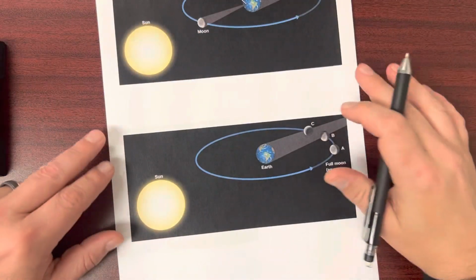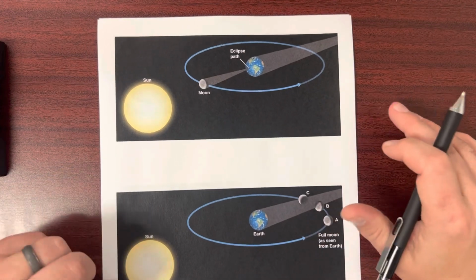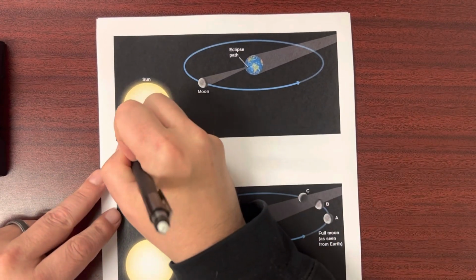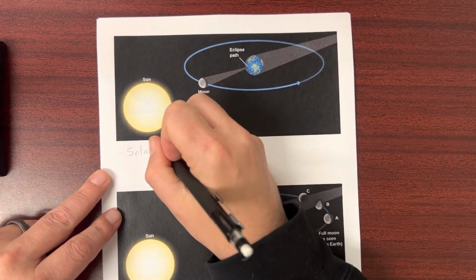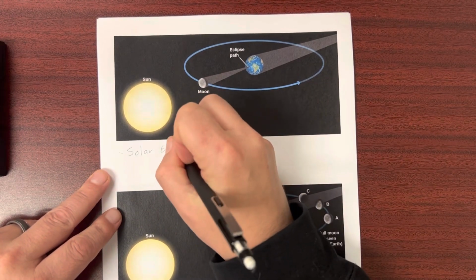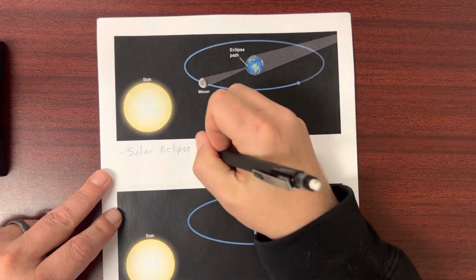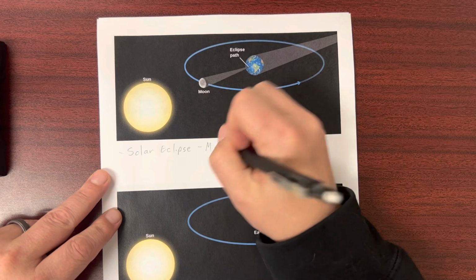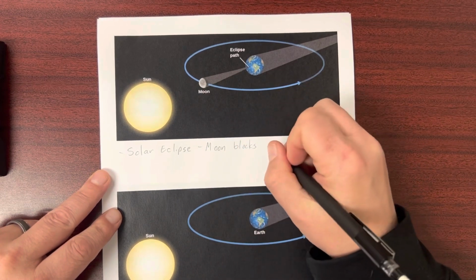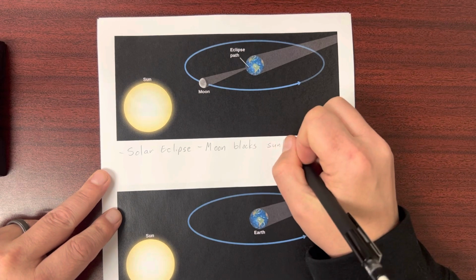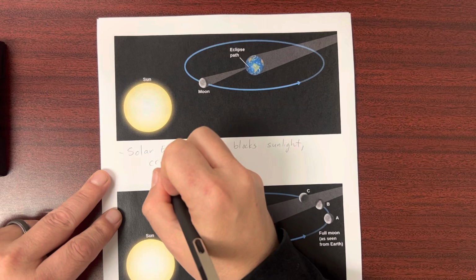All right, let's look now at eclipses. So there's two types of eclipses. The first one, and the one that people have most likely heard of, are solar eclipses. And you see the solar eclipse in this image here. That is when the moon blocks the sunlight coming from the sun, right? And by blocking it, it creates a shadow.